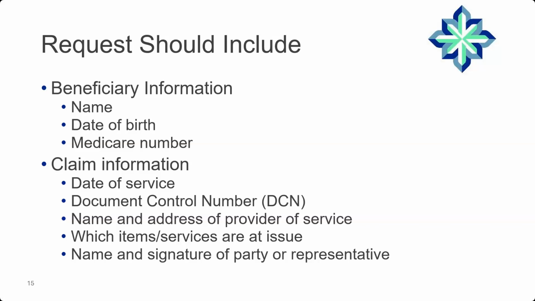Using the provider's letterhead is an easy way to include these items. Let us know the specific items or service you're appealing and the reason for the appeal. We need a clear explanation of why you disagree with the initial decision. They need requester information, so your name and contact details, or your representative's information if that's applicable, and a signature. Send this along with the supporting documentation, or any additional documents or records that help your case.